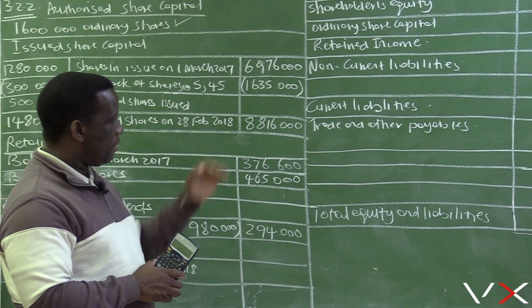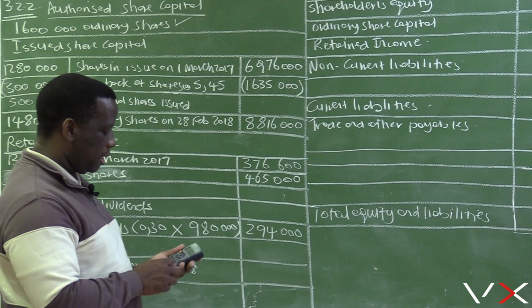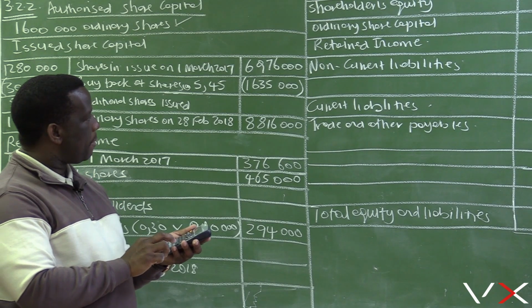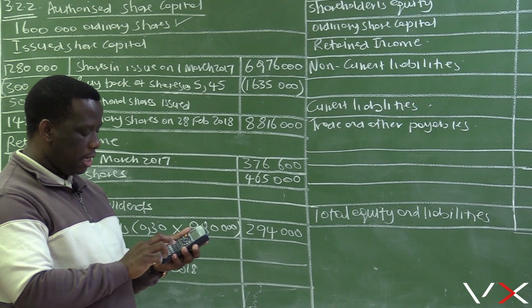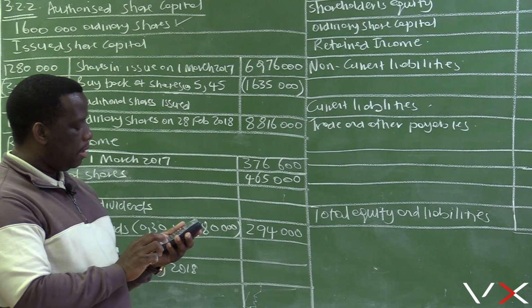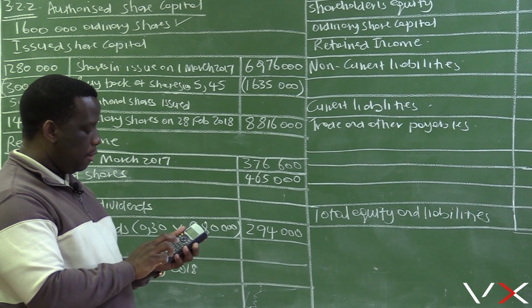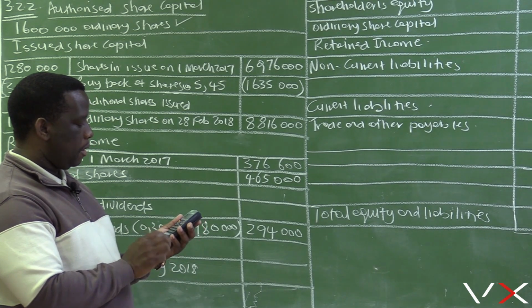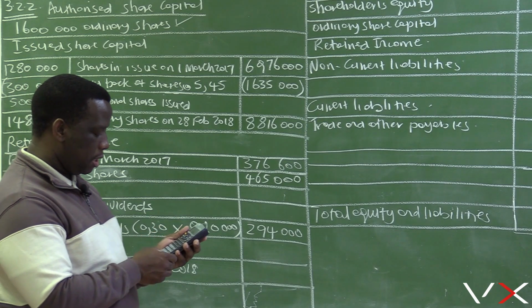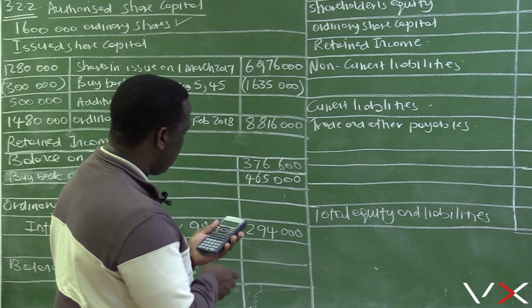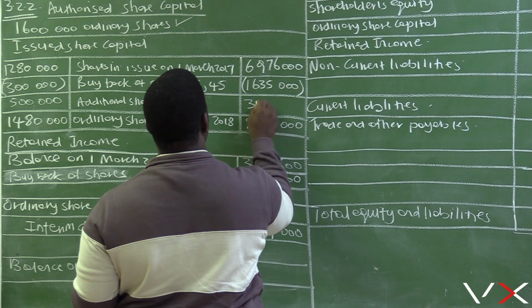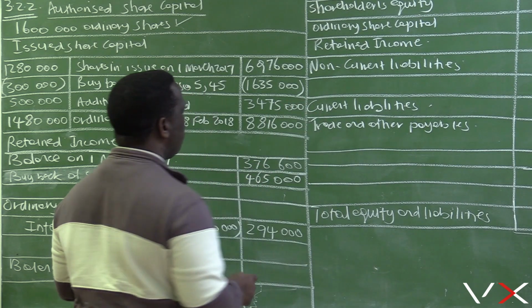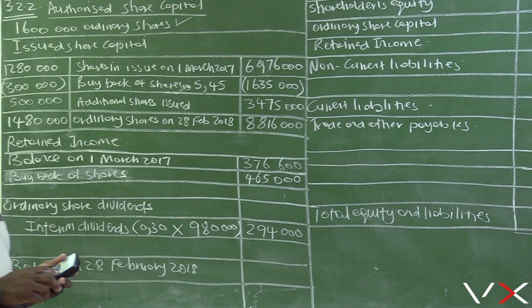And now the next task is to get the amount that we have received out of the sale of these shares. We have the final answer, which is 8,816,000, and we are working backwards. 8,816,000 plus 1,635,000 minus 6,976,000 equals 3,475,000.